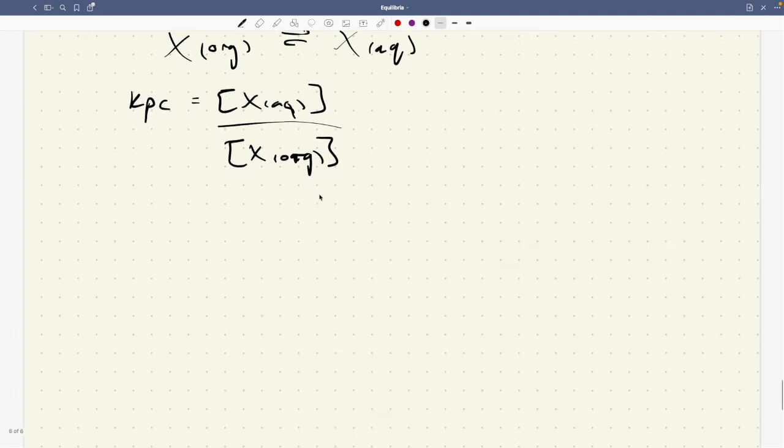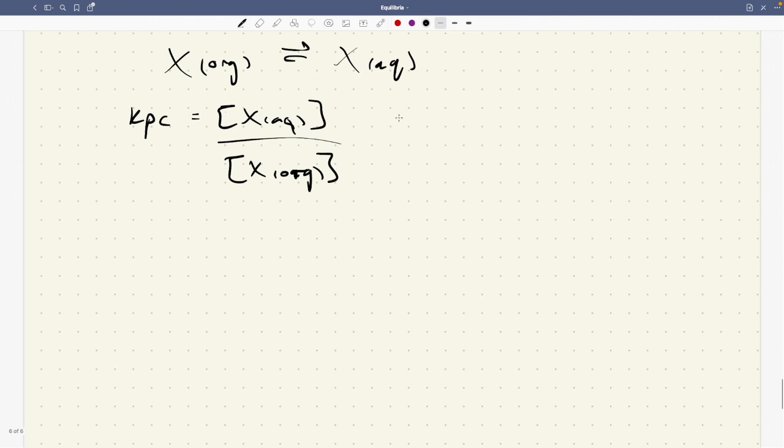So what we've got to do is two calculations. We've got to get the concentration of X in the aqueous, and we've got to get the concentration of X in the organic. Then we'll be able to just plug our values in there. So we can just use classic C equals n over V. So let's have a look.